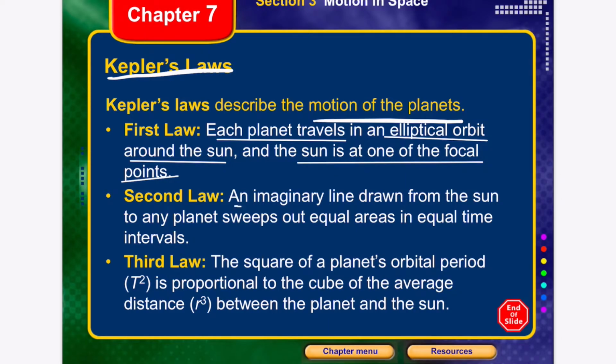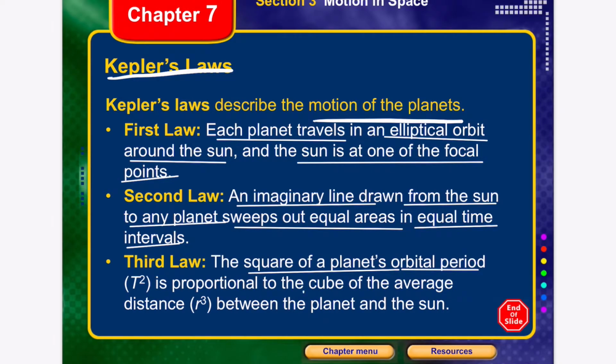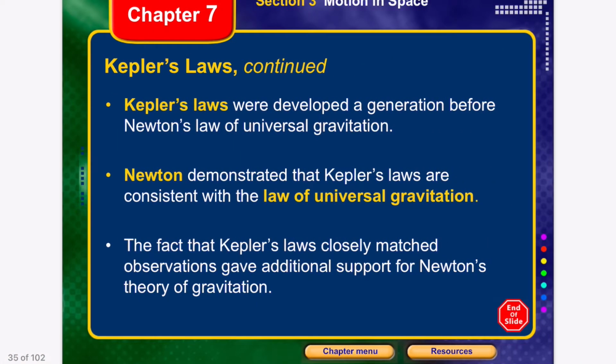Second law is that an imaginary line drawn from the sun to any planet sweeps equal areas in equal time intervals. And the third law states that the square of the planet's orbital period is proportional to the cube of the average distance between the planet and the sun. So let's start with Kepler's laws.